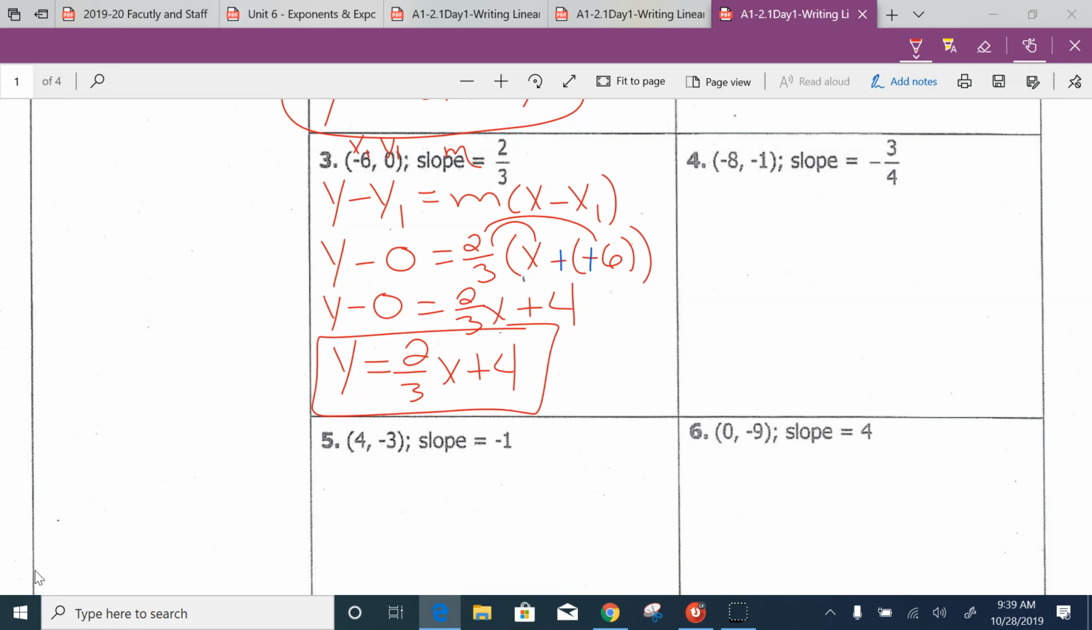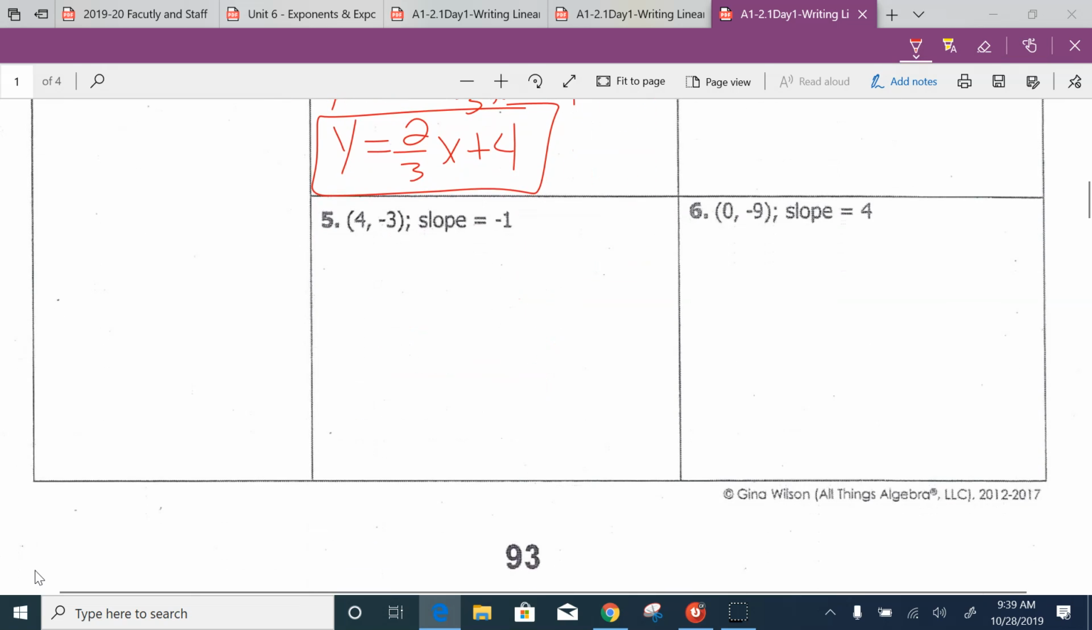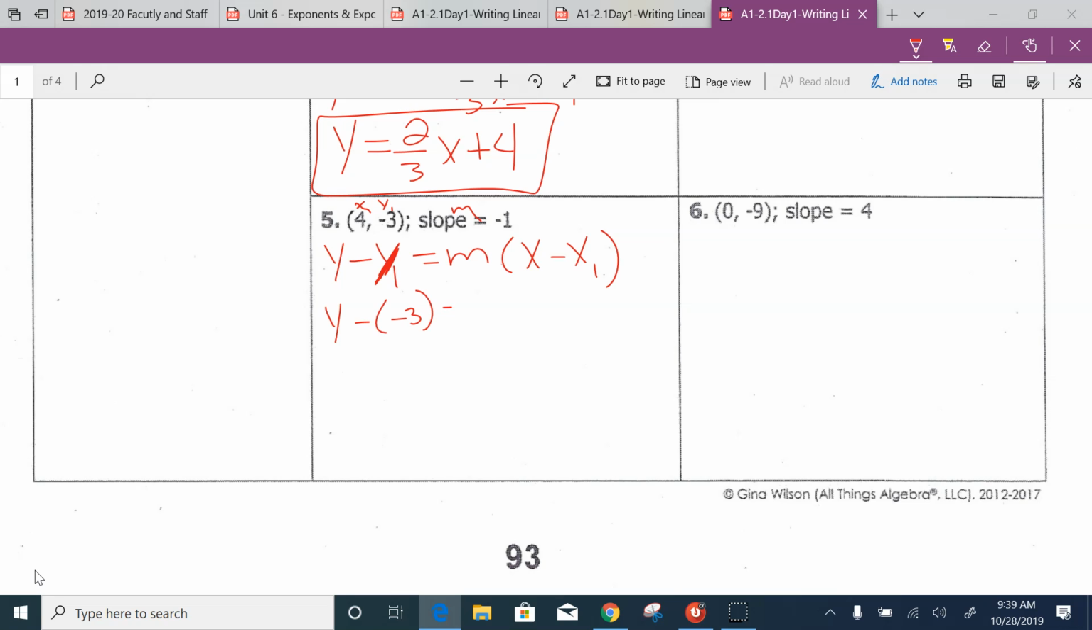There's your equation. And the last one on this side, same thing again. First step, write the formula. Y minus y1 equals slope times x minus x1. x1, y1, slope. Substitute in all our values. Y minus negative 3 equals our slope times x minus x1, which is 4. Once again, I see that minus and negative over here, so that becomes plus.